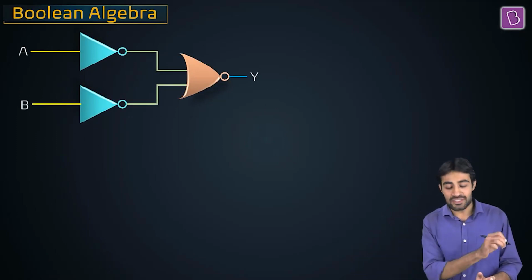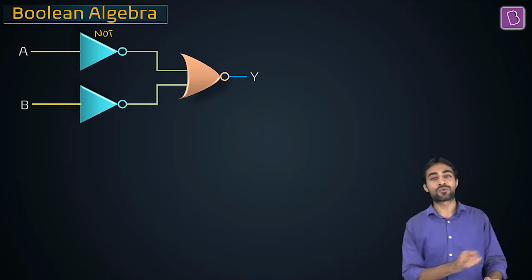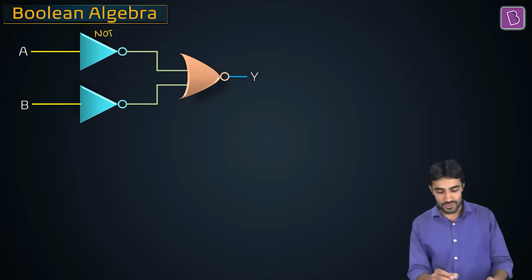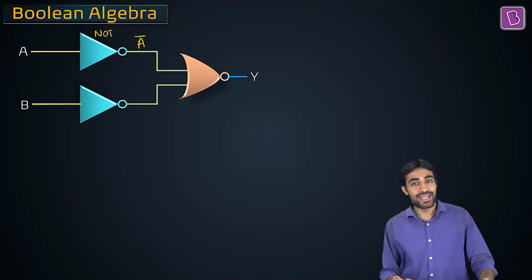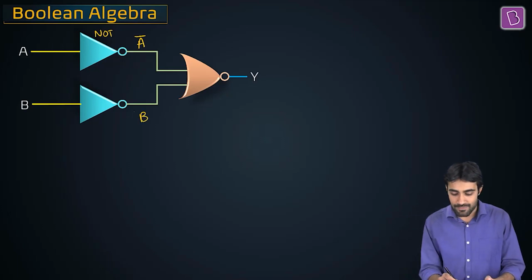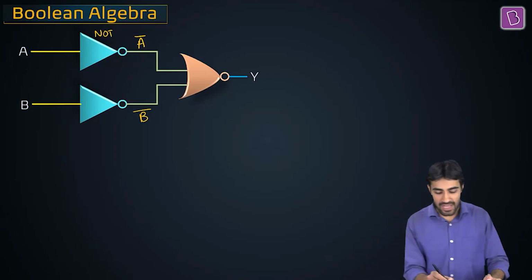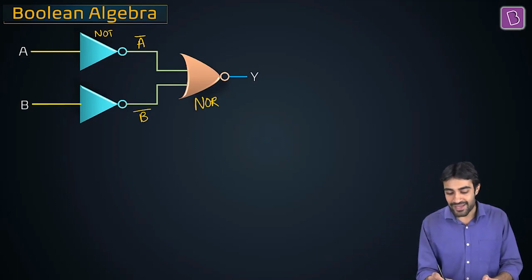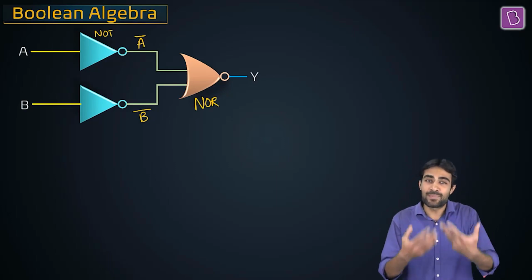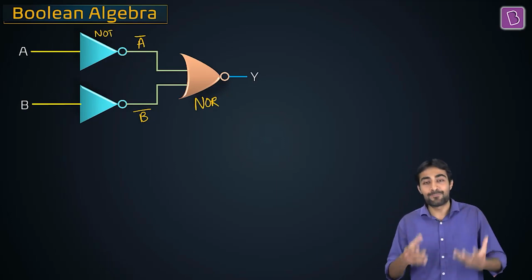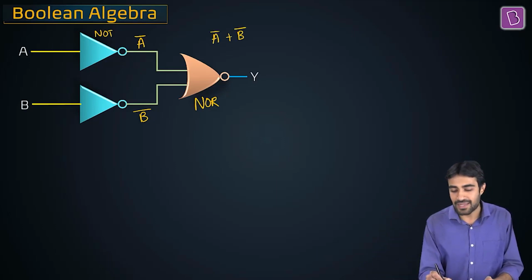Now, A enters through a NOT gate. What will happen? A will be reversed. So we will have A bar. And then B enters a NOT gate. What will happen? B will be reversed. B bar. Okay. Now, A bar and B bar enter a NOR gate. Now, if that was simply an OR gate, then we would have A bar plus B bar as the output.